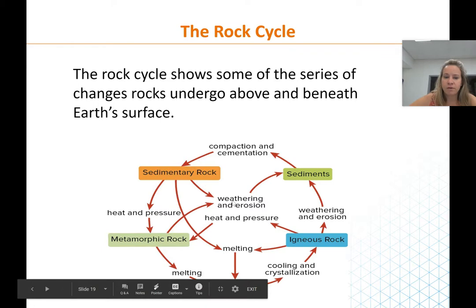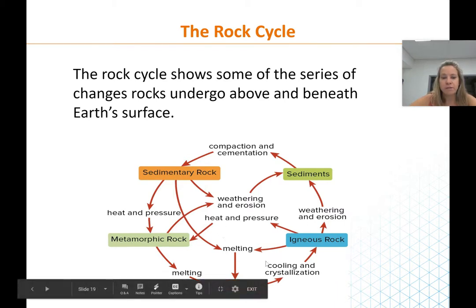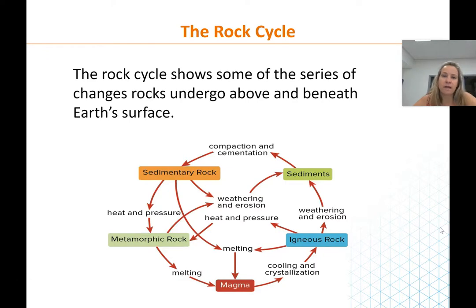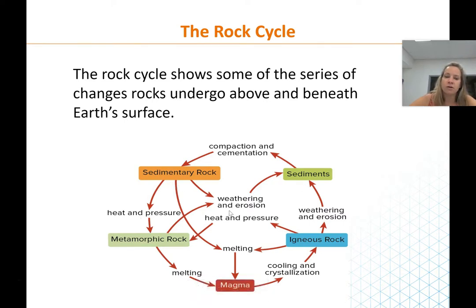So you can see weathering and erosion occurring here. That can break down into sediment. Weathering and erosion is going to cause any rock to become sediment, and then sediments can form sedimentary rocks through lithification. Igneous rocks, notice how weathering and erosion always points to sediments because that's what happens. Anytime something is melting, it forms magma, which is going to recrystallize into igneous rock. So any kind of cooling and crystallization is going to point to igneous. Any kind of heat and pressure is going to point to metamorphic because that's how it forms.